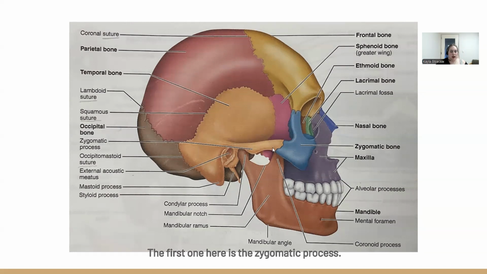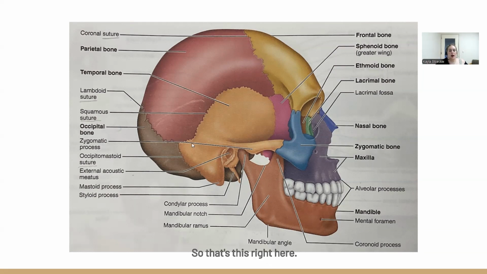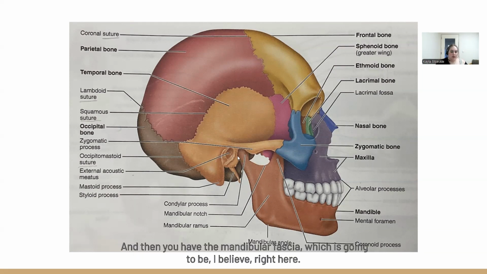The first one here is the zygomatic process, and that's going to be a little bit back. It connects from your ear to your zygomatic bone, or your cheekbone. So that's this right here. And as you can see in this image, this is the zygomatic process, and that's going to connect those two structures. And then you have the mandibular fossa, which is, I believe, right here, and it's where the mandible is going to connect to the temporal bone.